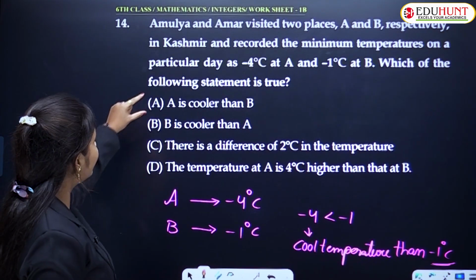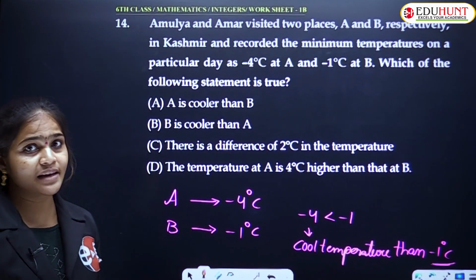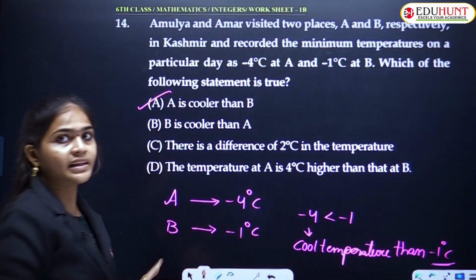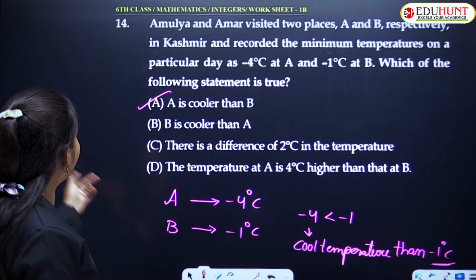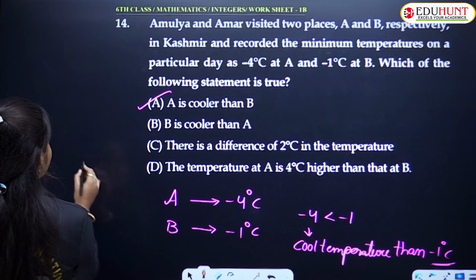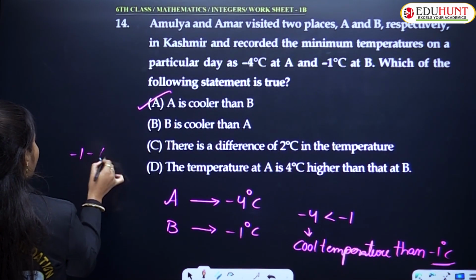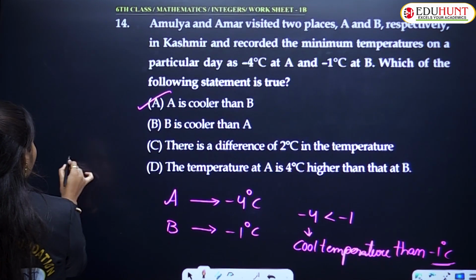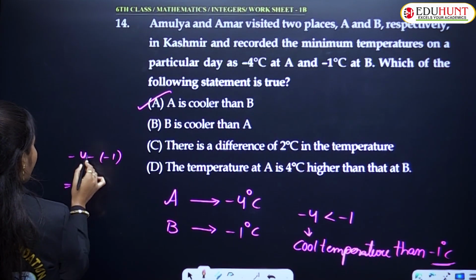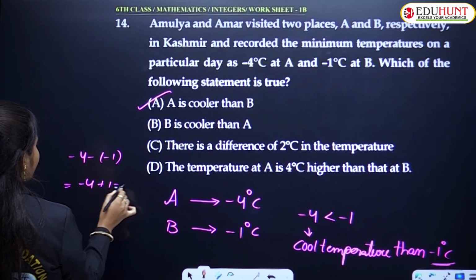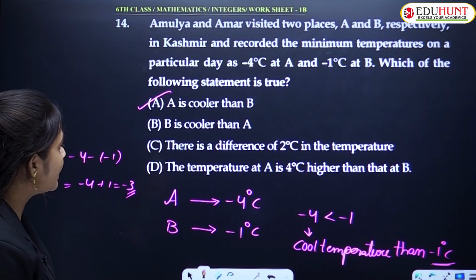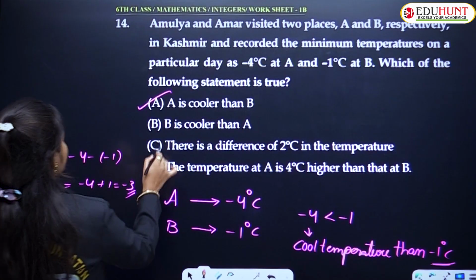So as per this, A is cooler than B. Yes or no? Yes, this is correct. B is cooler than A, that is wrong. Next, there is a difference of 2 degrees Celsius in the temperature. What is the difference? Minus 4 minus of minus 1. Minus 4 and here plus 1. We will get minus 3 as the difference. Understand? So this statement is also wrong.